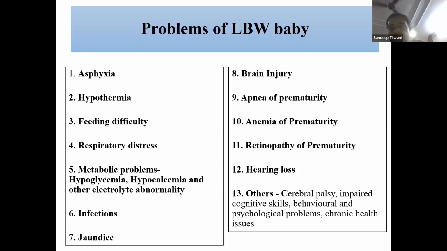Whenever they are exposed to a cold environment, they tend to lose heat, and that is why they are at high risk for hypothermia. Next, these babies are at high risk for feeding difficulty. Why feeding difficulty? A term baby would be able to feed directly through the mother's breast because the sucking-swallowing coordination is well developed, and the baby actually has to coordinate the sucking and swallowing with breathing. That coordination is something which develops only beyond 34 weeks of gestation.